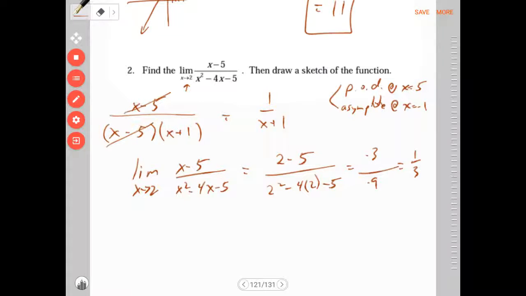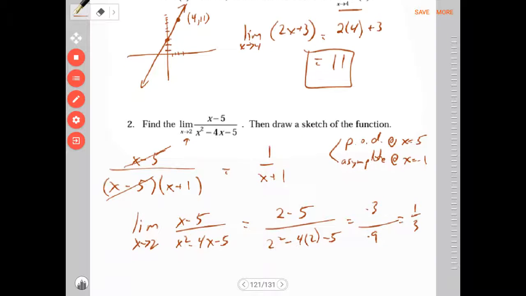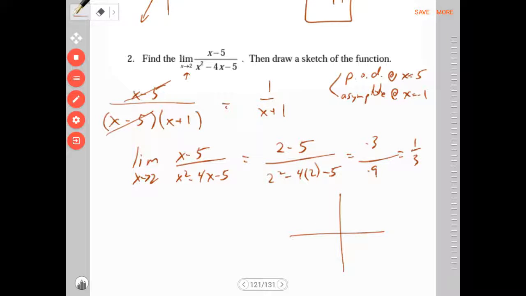Interesting. And then it says draw a sketch, so I guess we should draw a sketch. Funny how that works. We did the work already, so that's what we're sketching. There's an asymptote at minus 1. This is that swoop graph again, so it looks kind of like this, and then like this. Then at x equals 5 there is a point of discontinuity, so there's a hole there. That's what this graph looks like.